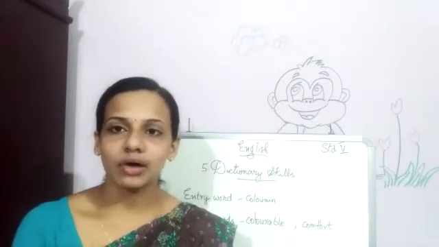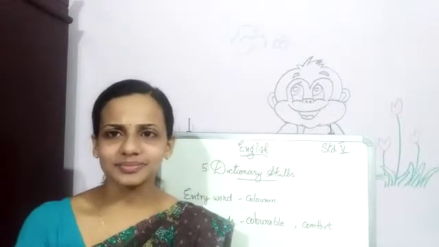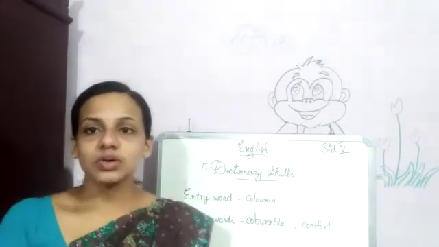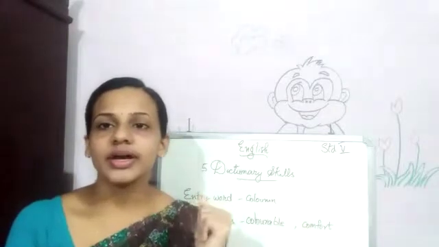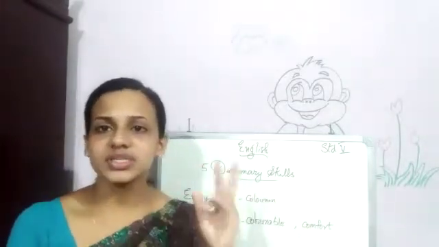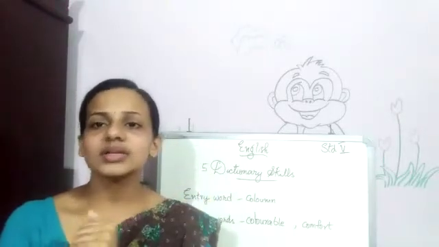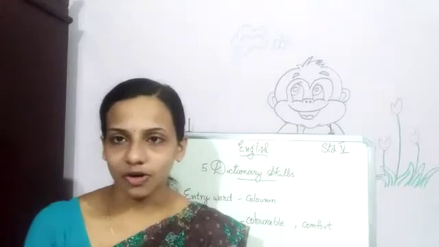Now you all know how to check the meaning of words in a dictionary, isn't it? Yes, very good. So the words are arranged in order in the dictionary. The words starting with the letter A will come first, then B second, then C third. Likewise, it goes on and on.